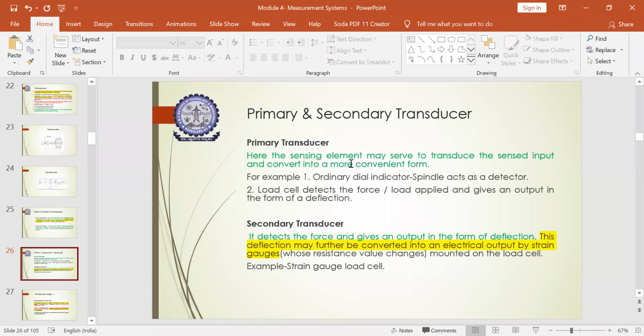These types of transducers, which sense the input signal and express it in a convenient form for the users, are called primary transducers. Next comes the secondary transducer. What happens here? It detects the force and gives an output in the form of deflection. The example for these is strain gauge load cells.